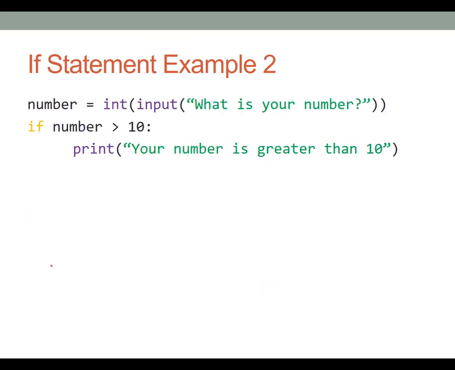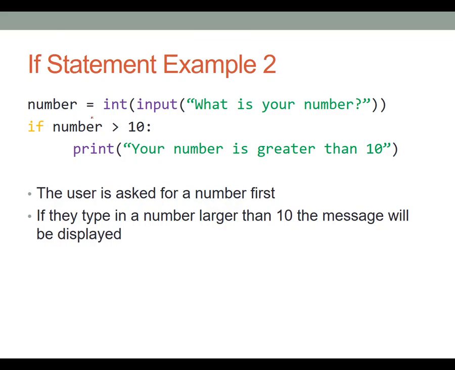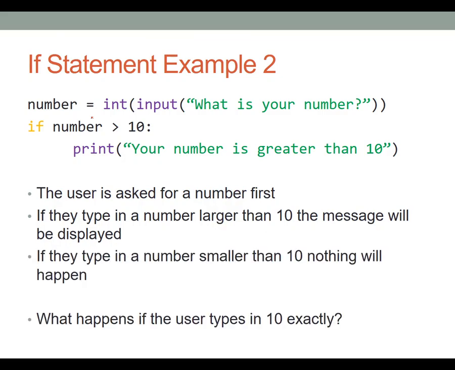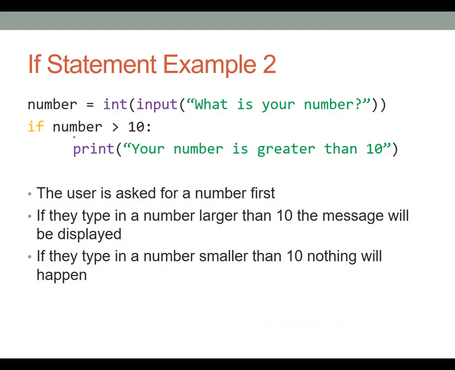We can make it with an input, so let's say you're asking for a number. Remember the int bit, you need the int bit to add a number. So you type in your number, and it's asked for a number. Let's say they type in 12. If 12 is greater than 10, which it is, it will say your number is greater than 10. Let's say they type in 5, then is 5 greater than 10? 5 isn't, so nothing will happen again.